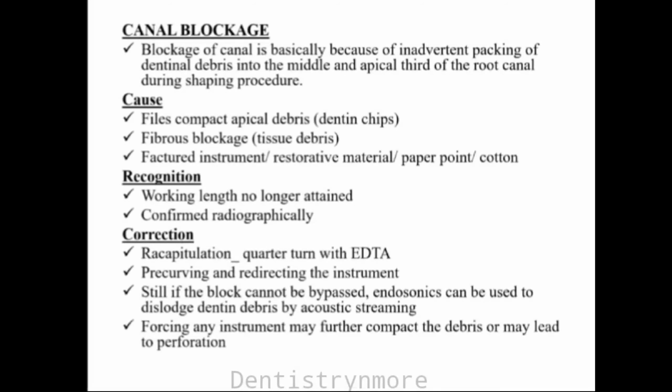Canal blockage, this blockage of the canal is usually because of inadvertent packing of the dentinal debris into the middle and apical third of the root canal during the shaping procedure. So the major causes are filed compact apical debris, fibrous blockage, and fractured instruments, restorative material, paper points or cotton. The corrections can be done by recapitulation, recurving and redirecting the instruments. Still, if the block cannot be bypassed, endosonics can be used to dislodge the dentinal debris, and forcing any instrument may further compact the debris or may lead to perforations.